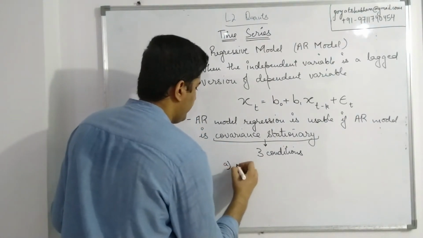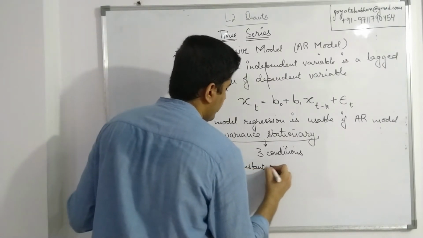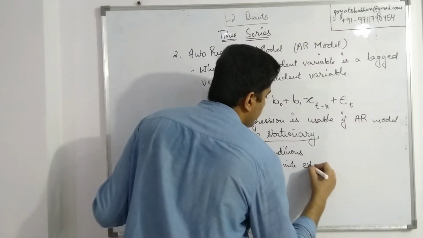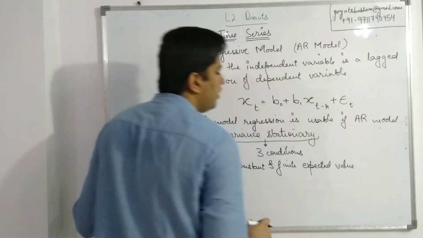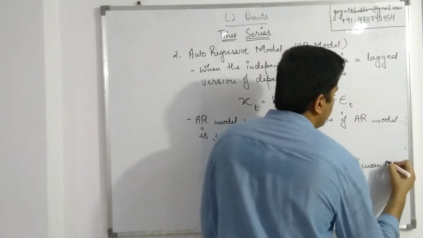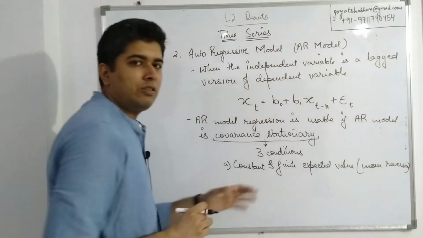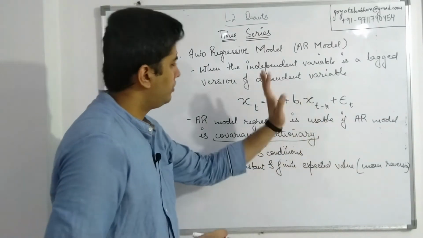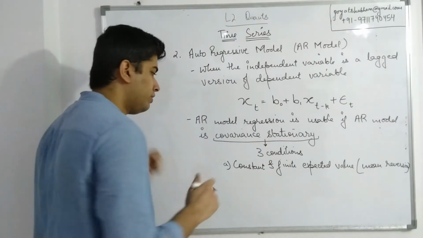So first is constant and finite expected value. For now, just write it as mean reversion. We'll discuss what this mean reversion is in a later topic. It's not very relevant for this discussion, but we'll cover it within time series itself. So just write mean reversion, we'll discuss it later on.